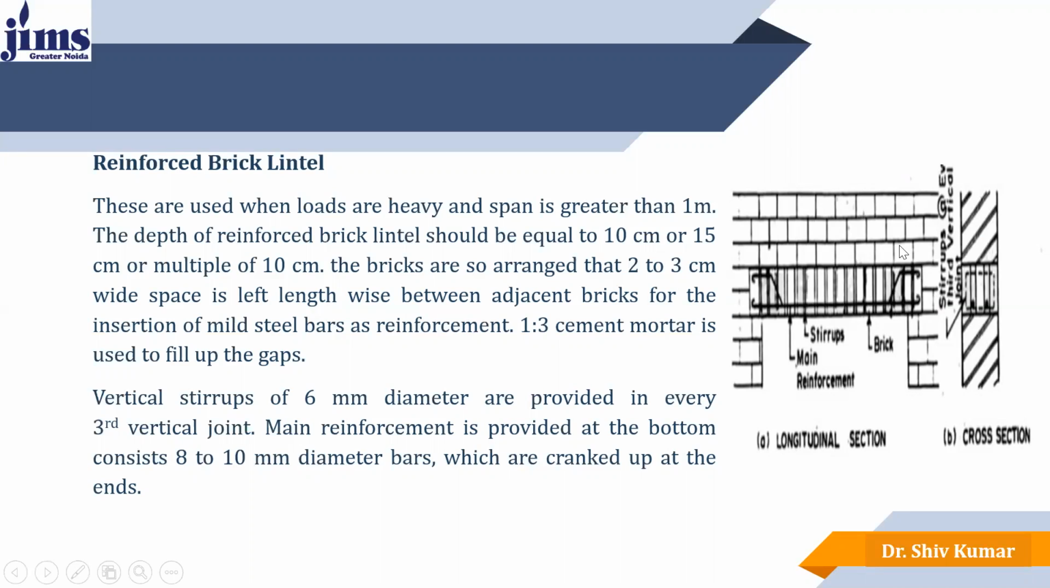The vertical strips of 6 mm diameter are provided. Here we can see the strips which are provided in every third vertical joint. Main reinforcement is provided at the bottom, consisting of 8 to 10 mm dia bars which are cranked up at the ends. So here we can see the cranked up, the turning bar which is provided, you can see in that image.